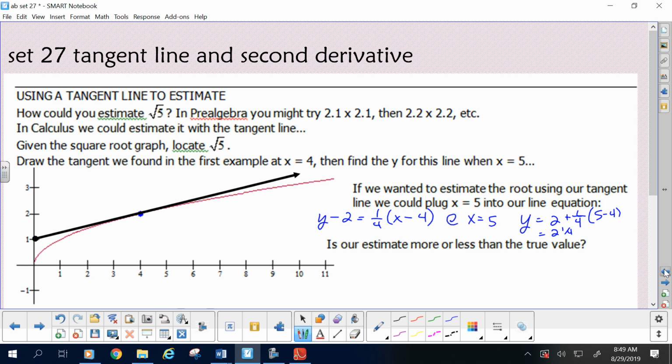And what is the square root of 5? I'm curious to see how good my estimate is. The square root of 5 is 2.236. So we're 200ths off. And that took practically no time. Now that's the idea of using a tangent line. You make the tangent line, and then you put the number you're trying to estimate into your tangent line, because lines are so easy to work with and easier than square root uglies.